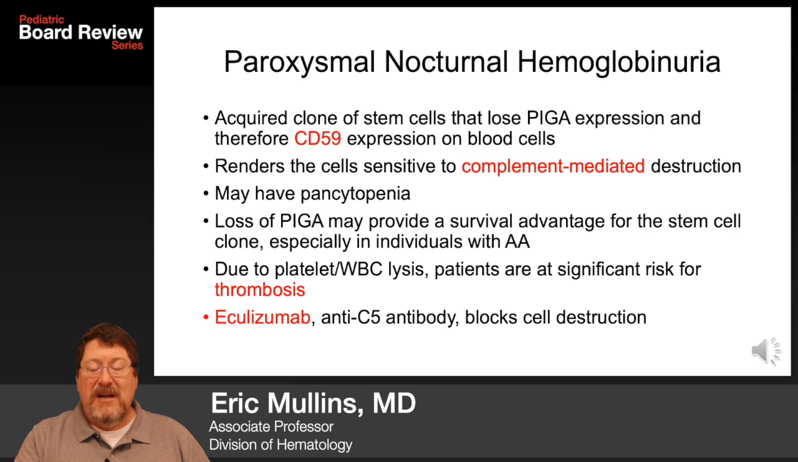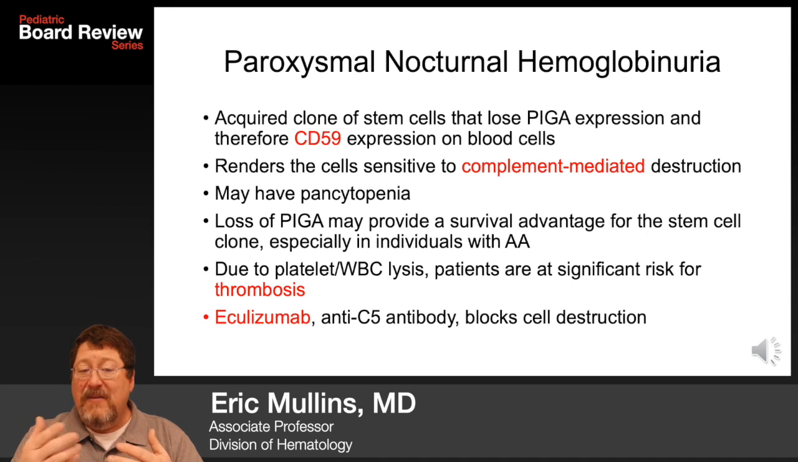And so because of this, you can see cytopenias associated with this complement-mediated destruction. You may even have pancytopenia. It may provide a survival advantage for the stem cell clone that has PNH. And this is especially true in patients who've developed aplastic anemia. So sometimes you'll see a patient develop aplastic anemia and then evolve into having PNH.